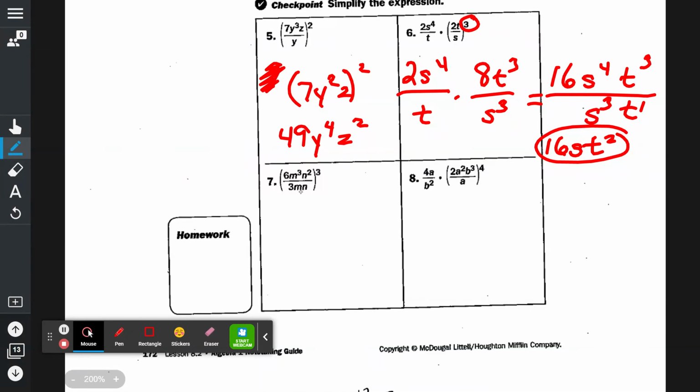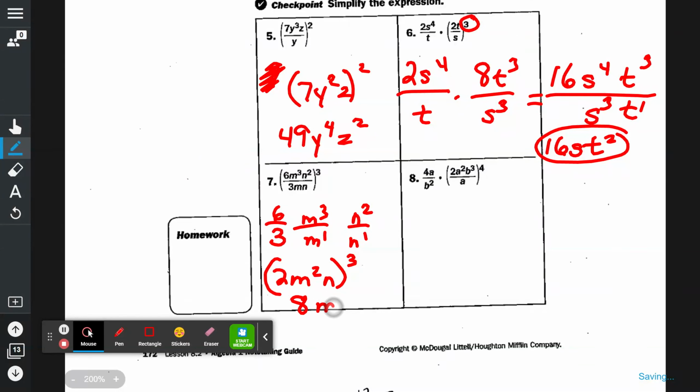For number 7, I'm going to simplify inside first. So I have 6 over 3. I have m cubed over m to the 1st. And I have n squared over n to the 1st. This becomes 2m squared n. And then I cube that. So 2 cubed is 8, m to the 6th, n cubed.